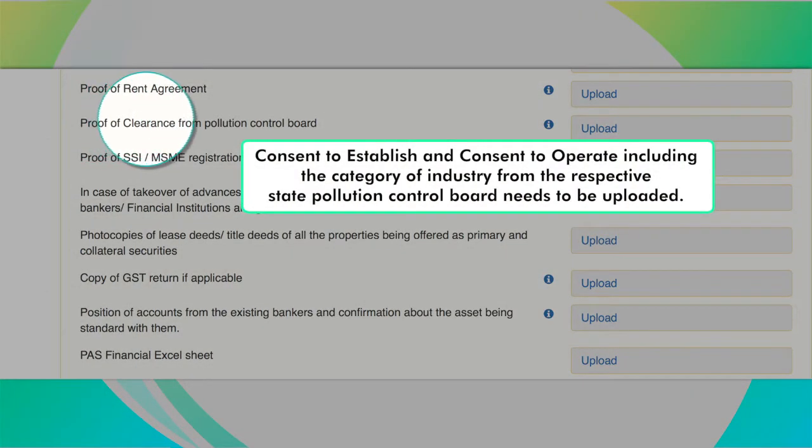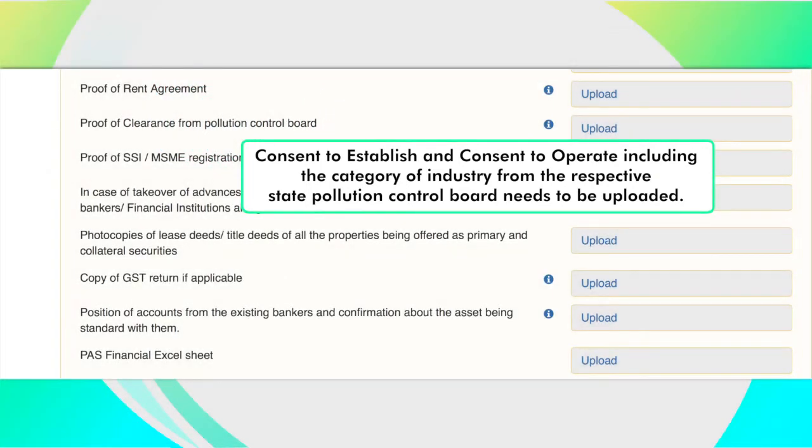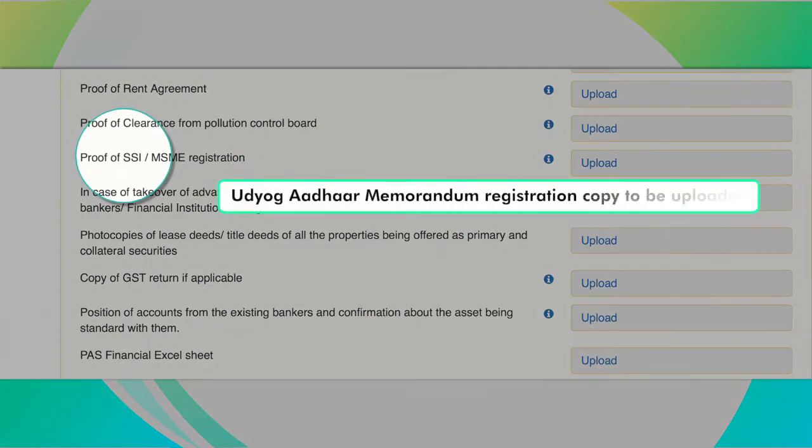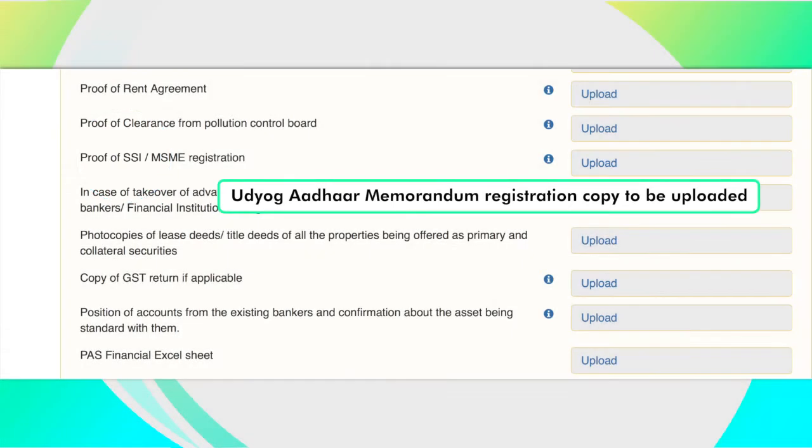Proof of clearance from Pollution Control Board. Consent to establish and consent to operate, including the category of industry, from the respective State Pollution Control Board needs to be uploaded. Proof of MSME registration. Udyog Aadhaar Memorandum Registration copy to be uploaded.